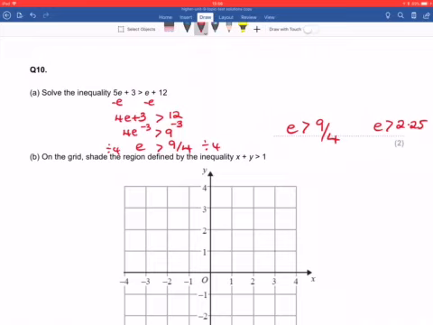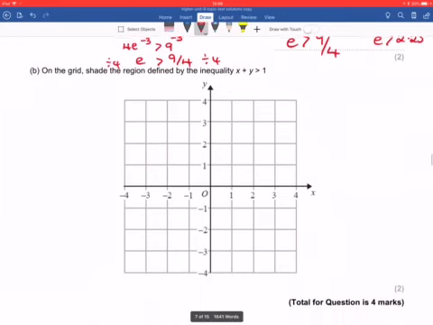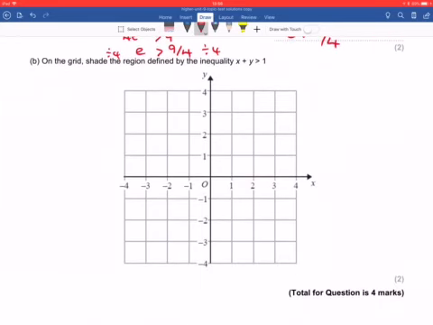Any questions? So every time you're keeping the sign exactly where it was and treating it like that. Now this one, a lot of you are struggling with this. This is a particular case.